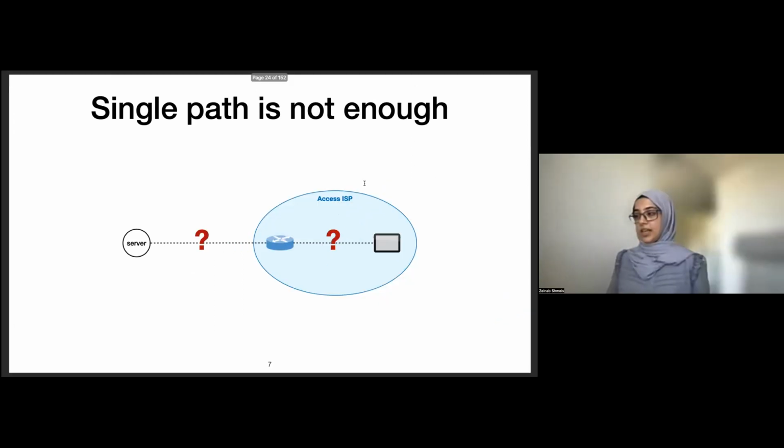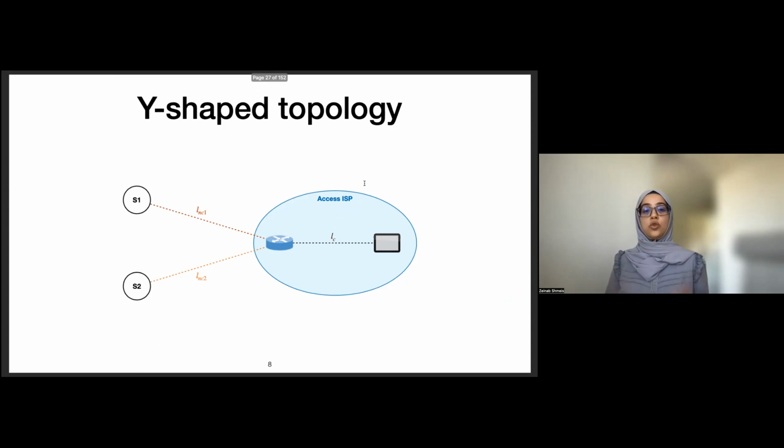And that is exactly where we come in. It's hard to tell where the problem is. Our project is basically to tell you that, if a violation is detected, the access ISP is the one to be held responsible for it. Now, with one single path, we cannot do this. So what do we need? We need two paths. We need a path pair.